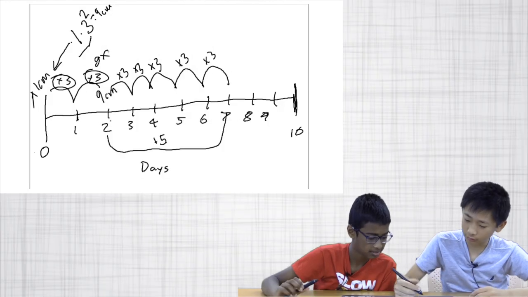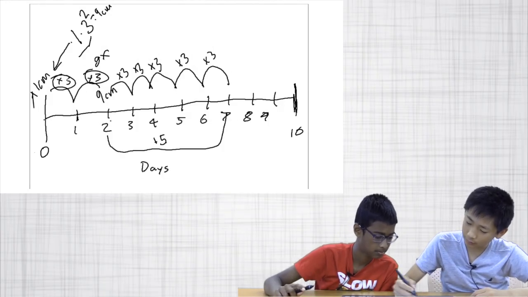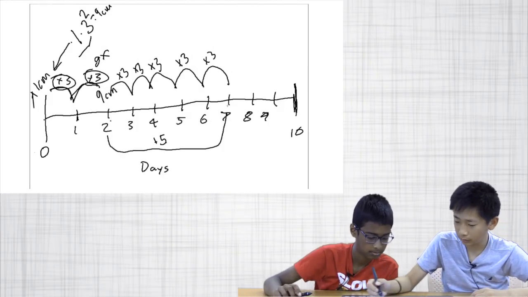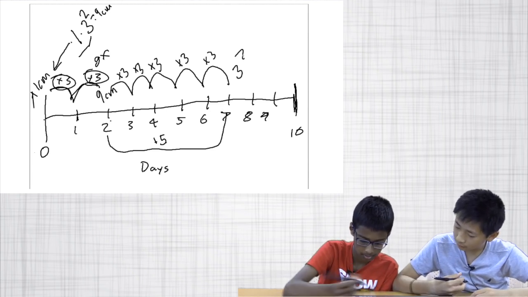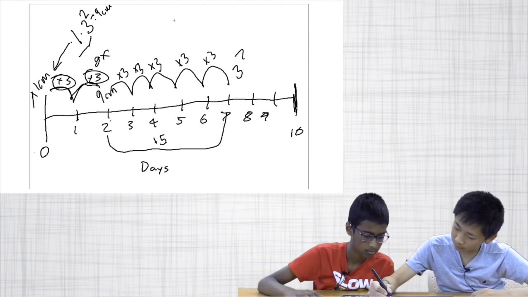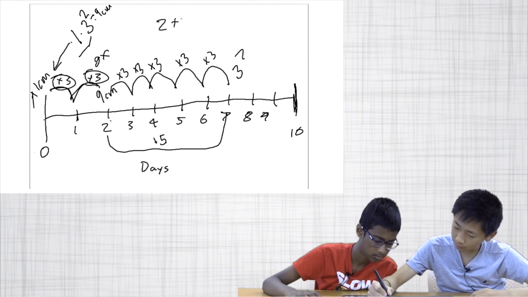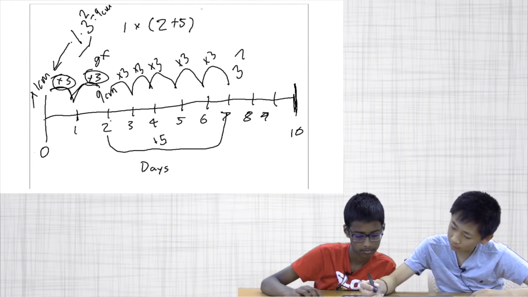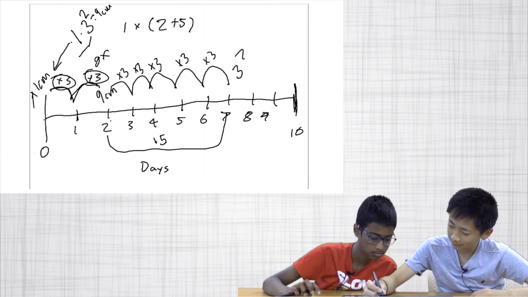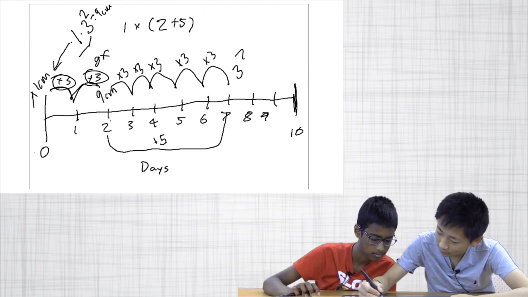You can start from here and you can just multiply by 3 7 times. Yeah. So what would that expression be? 3 to the 7th. That would be 2 plus 5. 1 times 3 to the 2 plus 5. Wait, I did it wrong actually.